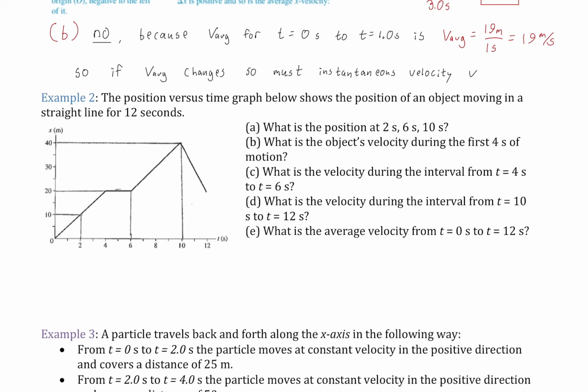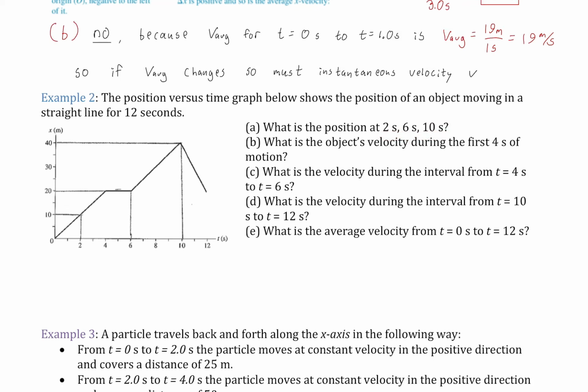Okay, example 2, a graph. So we're given a position versus time graph shown below. All right, and it's shown for 12 seconds of motion. The vertical axis is the dependent variable, position. The horizontal axis is time, the independent variable. The first question just requires us to read the graph. It wants us to find the position at 2, 6, and 10 seconds.